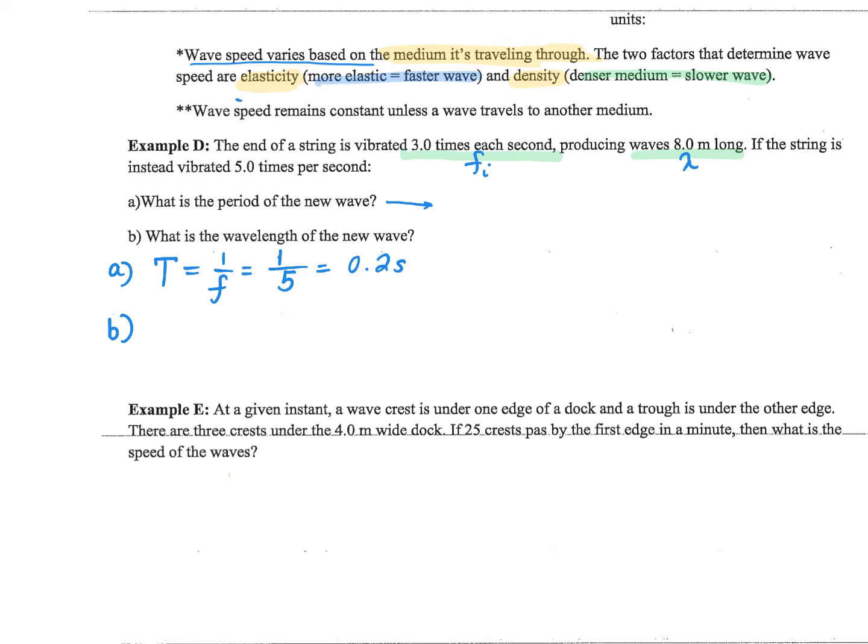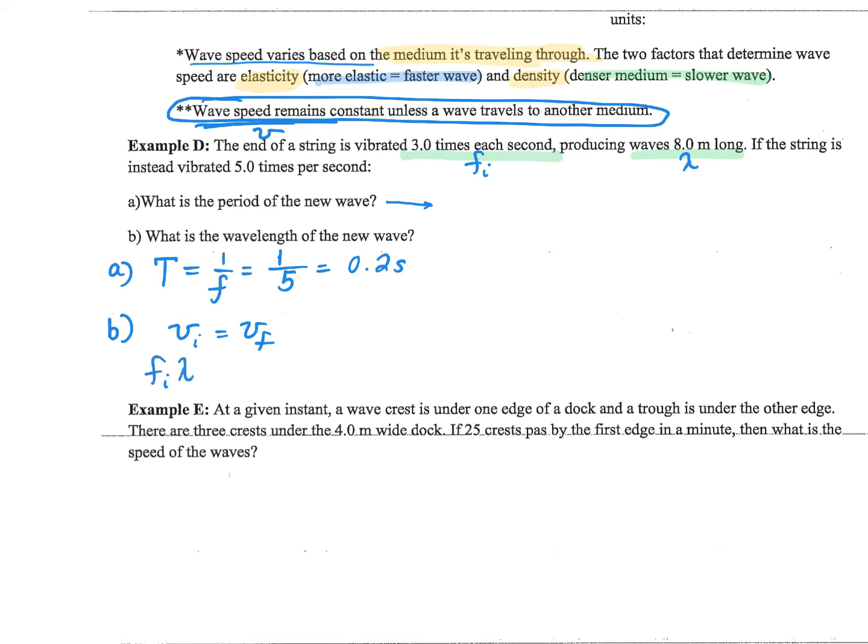Well, that's where this comes into play. Did we change the medium? We didn't change the medium, did we? No. So the wave speed remains constant. That's V. So we know V initial has to equal V final because it did not change. We didn't change what we were putting it through. So the initial velocity is what? F times lambda? Frequency times the wavelength, right? So the initial frequency times the initial wavelength has to equal the final frequency times the final wavelength, doesn't it?